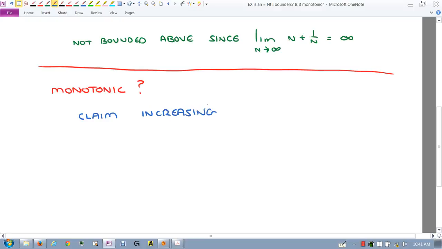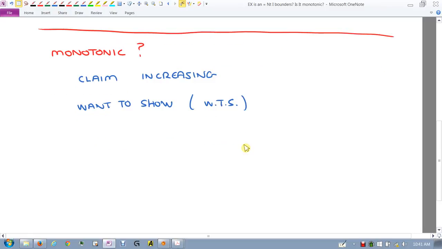In other words, I want to show, which from now on I'll just write WTS whenever I want to say I want to show, WTS, want to show, that a sub n is less than or equal to a sub n plus 1. That's what increasing means, right? The nth one is always smaller than the next one. Or you could say the next one's always bigger than the previous one.